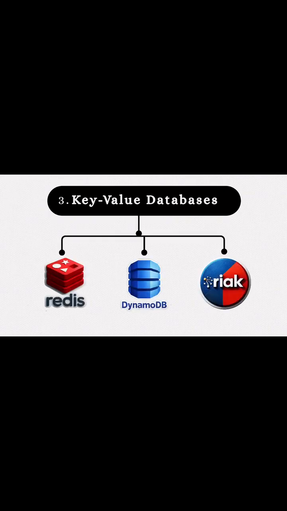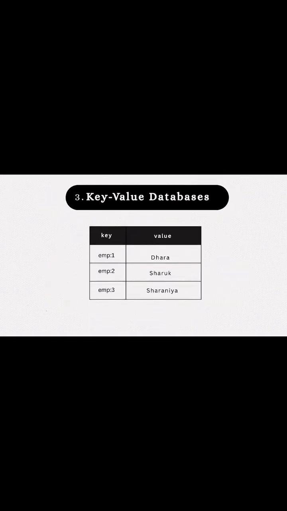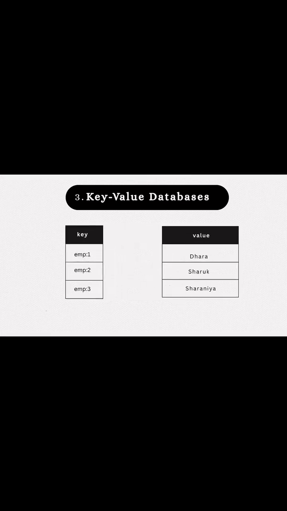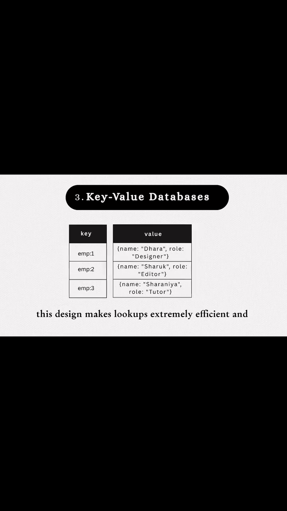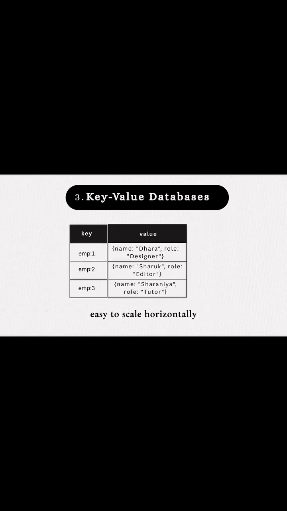Key-value databases are one of the simplest and fastest database types. Data is stored as a key and its associated value, similar to a dictionary or hash map. This design makes lookups extremely efficient and easy to scale horizontally.